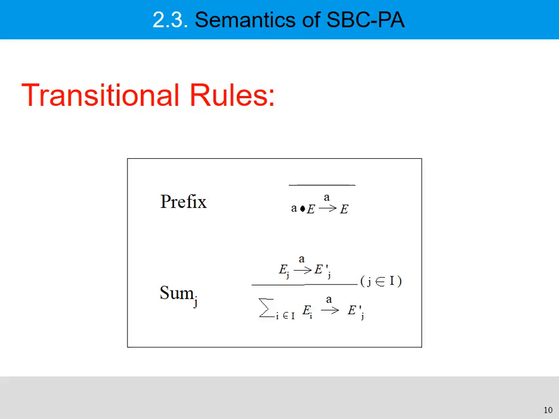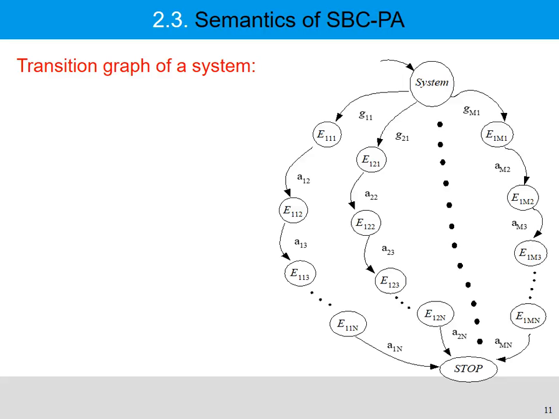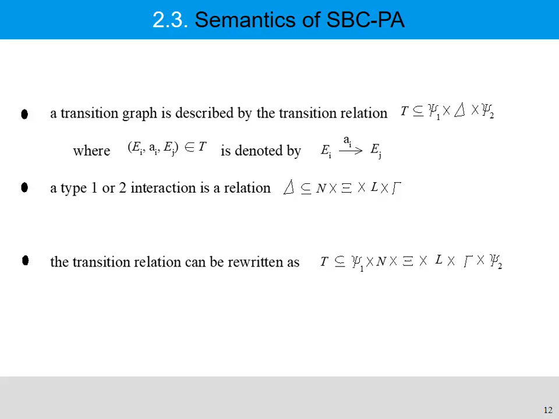SBC process algebra uses the transition rules to describe the semantics of the language. There are 2 transition rules, the prefix and the summation rules. With the transition rules, we then get a transition graph of a system. A transition graph is described by the transition relation T with 3 attributes. And we further extend this transition relation T to 6 attributes.